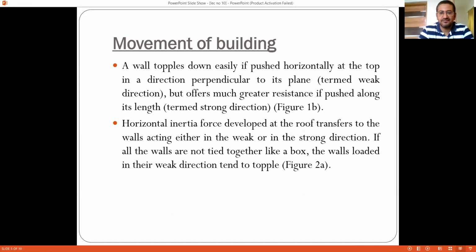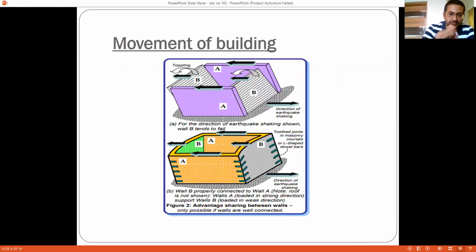Horizontal inertia force developed at the roof transfers to the walls, acting either in the weak or the strong direction. If all these walls are not tied together like a box, the walls loaded in their weak direction tend to topple. Right? So in order to understand this, we have seen the force transfer is going to be from the roof to the walls and then to the foundation. Right? So as I said, all these three components, that is the roof, wall and the foundation, all need to act simultaneously and in a proper way. If either of these elements is not capable of resisting the forces, then the building is likely to collapse.